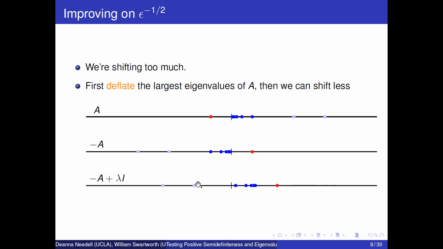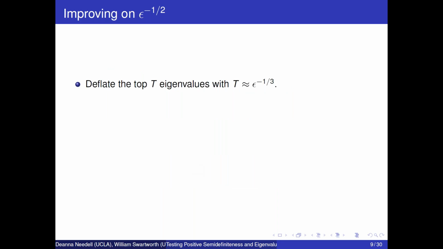Okay, so the idea is, can we somehow use a small number of matrix vector products to remove the top eigenvalues and then do the procedure that we just talked about, so we don't have to shift by as much? And so then we can afford a weaker multiplicative approximation, which means we can invoke the Chebyshev trick with a smaller number of matrix vector products. That's the idea. So let me just say it quantitatively. So the idea is, well, let's try to deflate the top T eigenvalues, where T is roughly 1 over epsilon to the 1/3. Okay, so deflate, what that means is to remove those eigenvalues. It's approximate, but I'll describe more about how we actually do it in a moment.